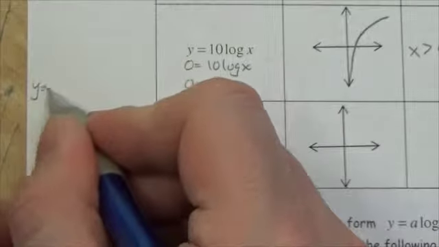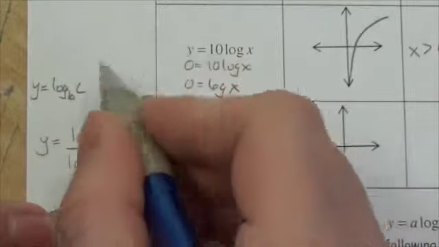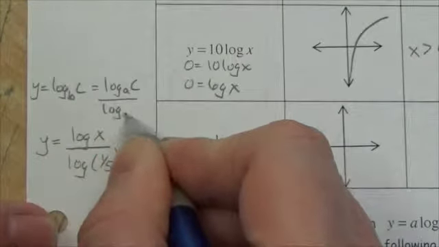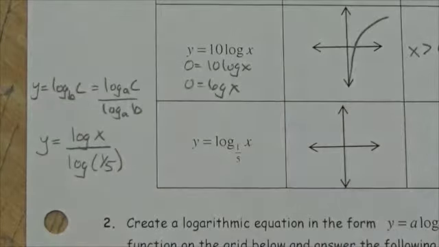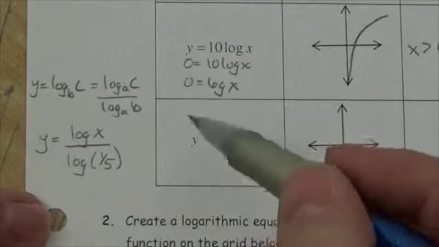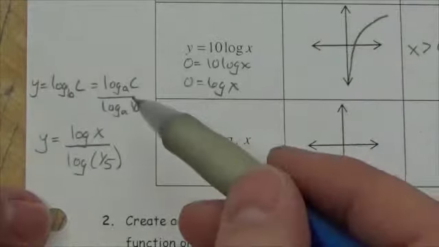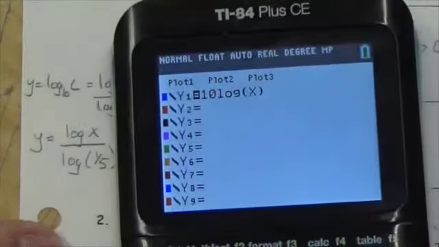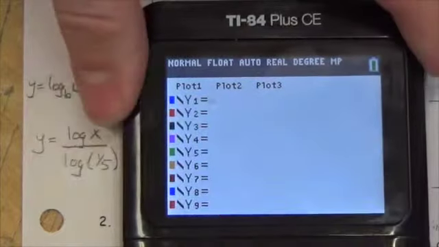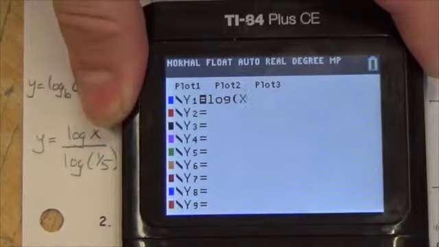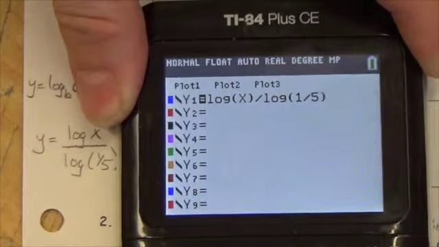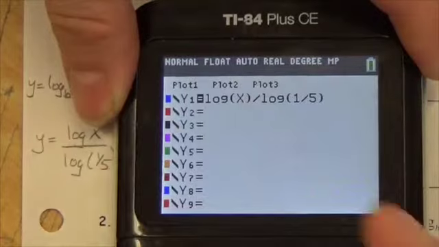Okay, if you've got y equals log base b of c, this is the same as the log base a of c over the log base a of b. You can convert it to whatever base you'd like. Now for us, it makes sense to convert this to what we call the common log, base 10, because that's on my calculator. So now I'm going to go back to my calculator here. I've already got that function in there. I'll clear that out. And so we'll type in the common log of x divided by the common log of 1/5. Okay, press enter. I haven't changed the window settings.